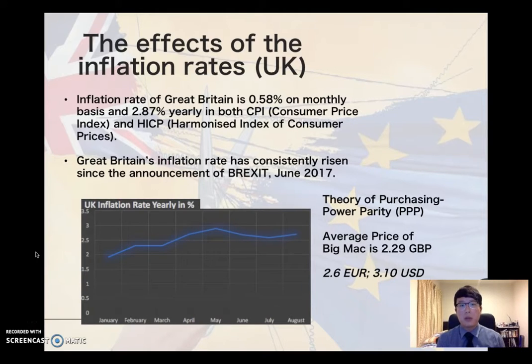Great Britain's inflation rate has consistently risen since the announcement of Brexit in June 2017, and according to the theory of purchasing power parity, the average price of Big Mac is at 2.29 sterling.